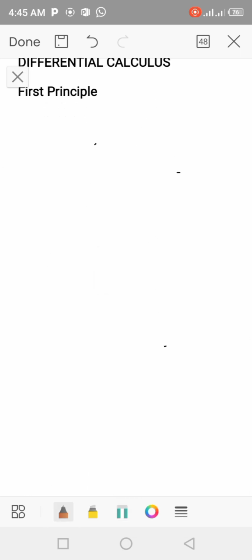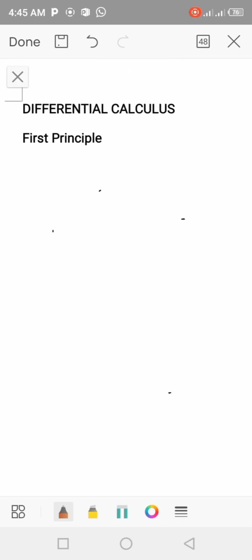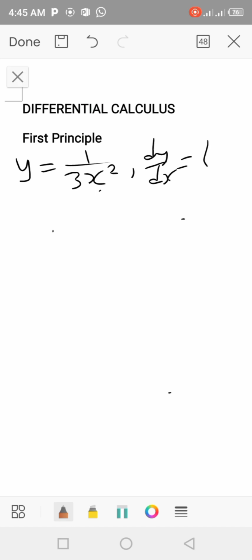So now, let's say that y is equal to 1 over 3x squared. So we want to find dy/dx. What is our dy/dx? So now y is equal to 1 over 3x squared.